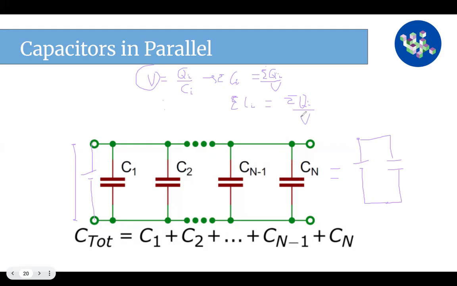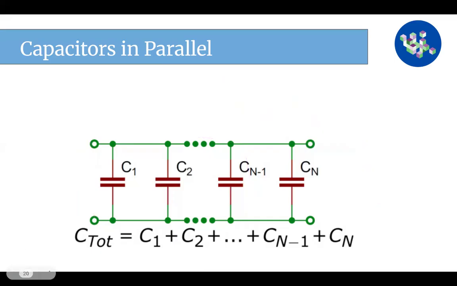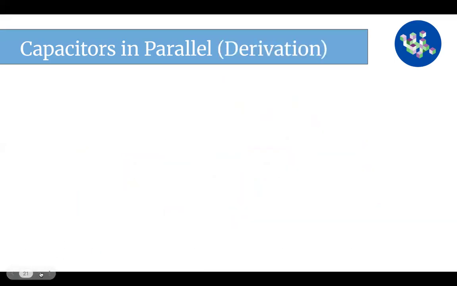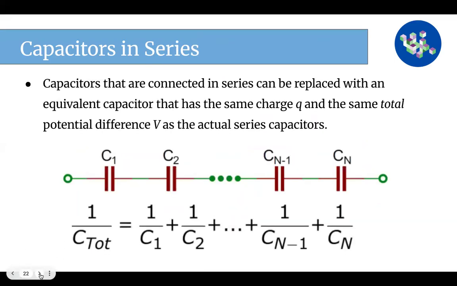And so that means that I can replace all of these capacitors in parallel with one single capacitor. It has charge of the sum of all of the charges and has capacitance of the sum of all of the capacitances. Don't worry if you don't get this, we'll be going over it again when we're learning about circuits. And similarly, that was what we did.